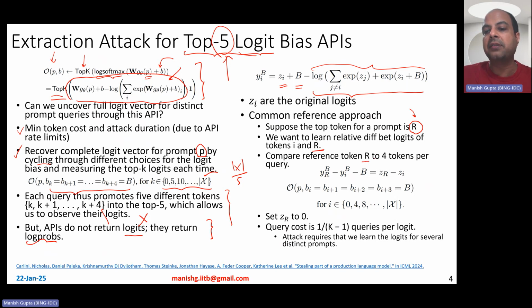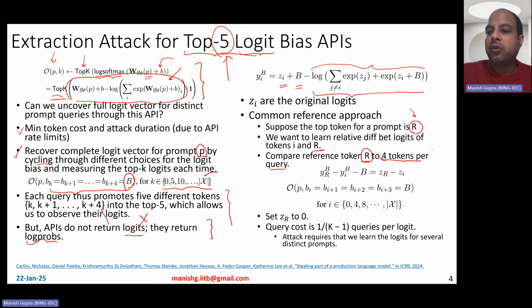You compare the reference token R to 4 other tokens per query. Now remember, you can only pass 5 tokens in the query, or rather you can only get logits for 5 different tokens as output. And therefore, you're basically going to say that I'm going to pass R without any bias, but I am going to pass these 4 tokens with a bias of capital B, which means that R is going to come at the output anyway, because it's the most probable token naturally. But these other 4 tokens will also come at the output because you have artificially boosted their bias values and therefore their probability values.